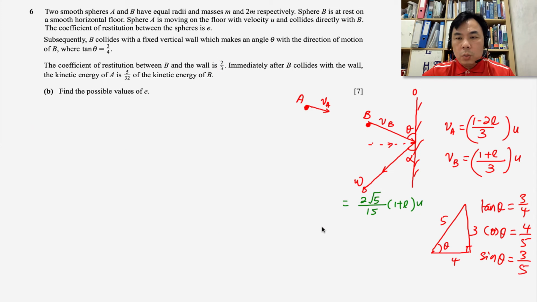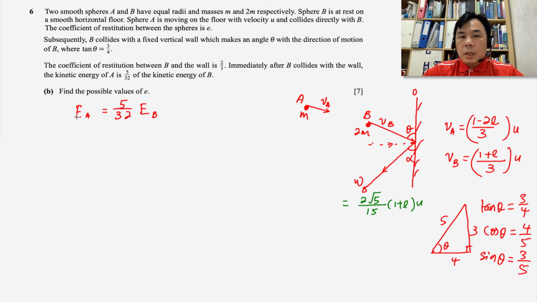All right, let's continue with the next section here. We have previously found the speed of B after it collides with the wall, which is given by this value. Now we're going to make use of the information stated that the kinetic energy of A is equal to 5 over 32 times the kinetic energy of B after B collides with the wall. We know that the mass of A is m, and the mass of B is 2m. So the kinetic energy of A is 5 over 32 times the kinetic energy of B.